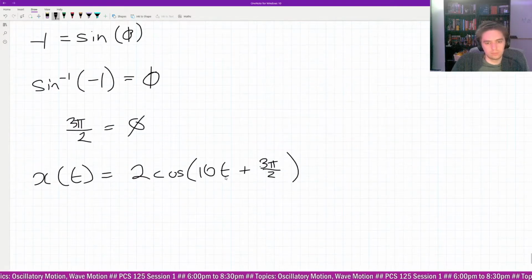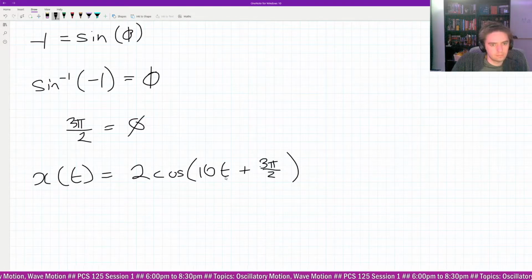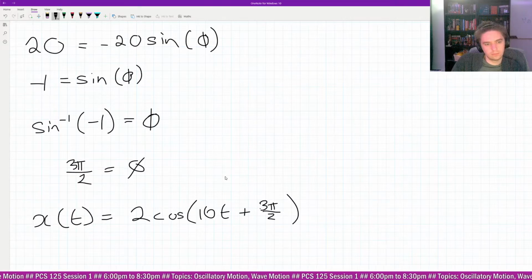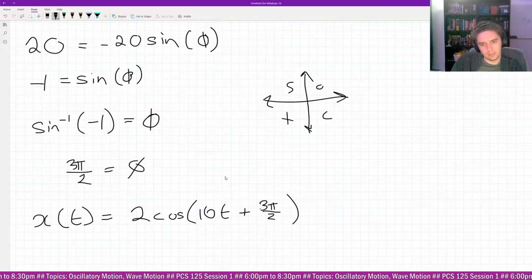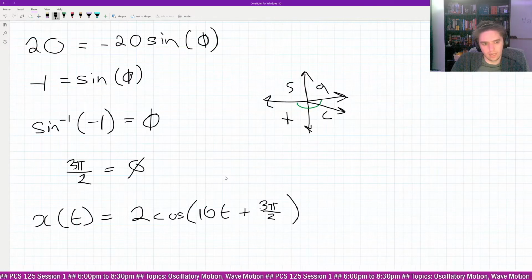Sorry about this question though. Aren't there two instances where sine would be negative 1? Yeah, there is. So how come we chose 3 pi over 2? So where's sine negative? Sine is negative here and here. So we chose 3 pi over 2. That's this angle.